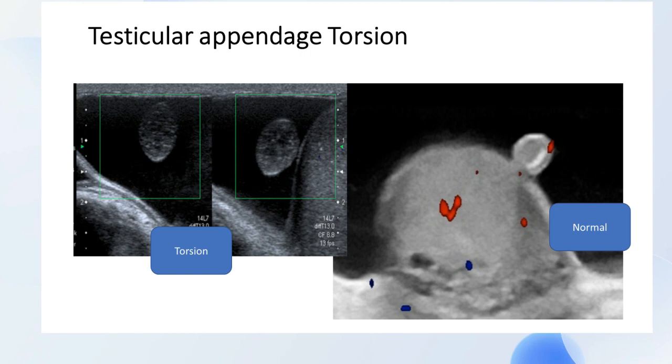When it's torsion, it's edematous, enlarged, and then no color flow. This is the configuration that takes place in the acute stages. But with chronicity, or with time, because there's no blood feeding the appendage, it atrophies. When it atrophies, it shrinks, it dies, and it can calcify. So know that the appendix of the testicle can also undergo torsion.